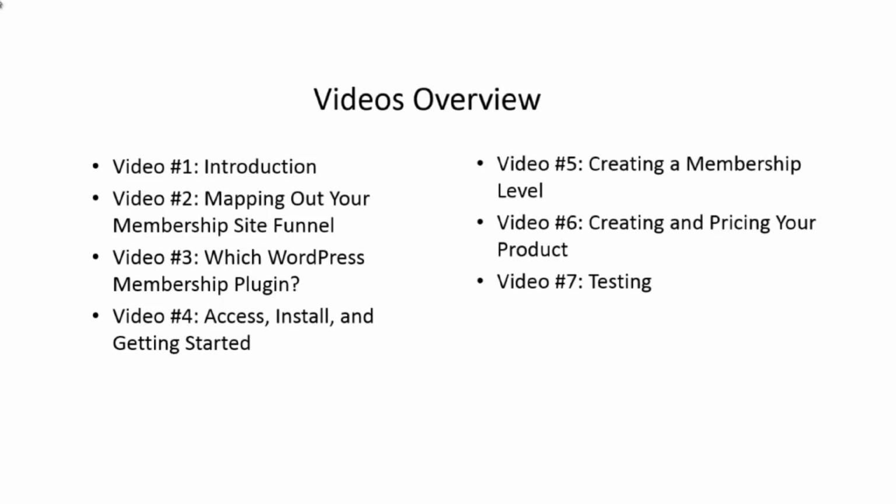And of course, in video number 6, we'll talk about creating products and pricing your products within the WooCommerce store. In other words, you're going to be able to connect the memberships to an actual product. So if somebody buys that product, they can get access to that specific membership level. And of course, last but not least, video number 7, we'll talk about testing. How do you go about making sure that you have everything correct, it's going to work, and you've spent all that time and it actually works.